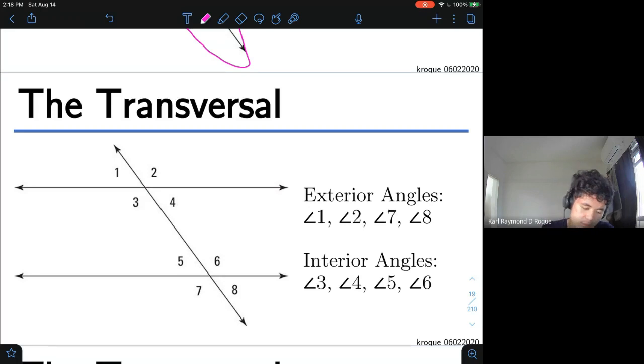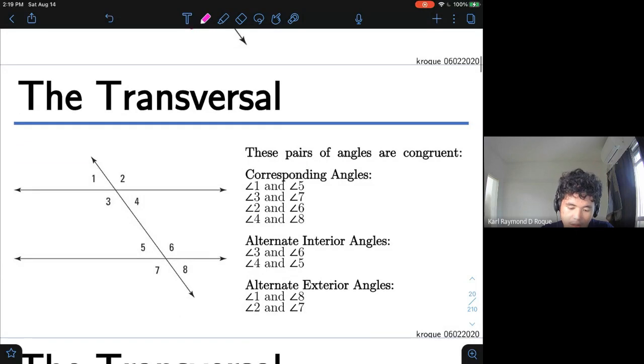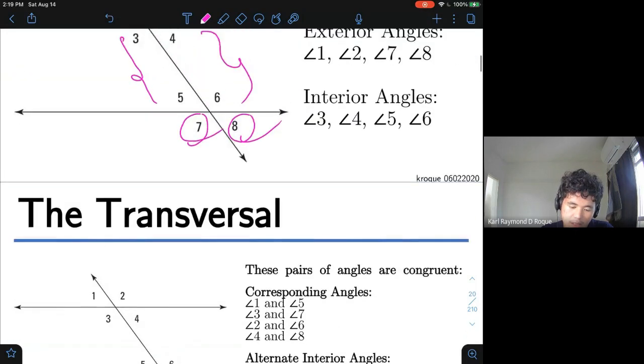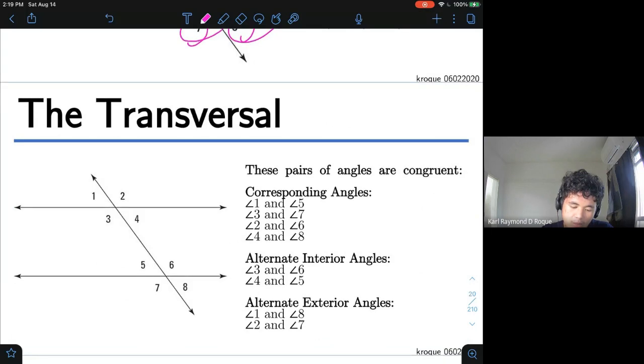Exterior angles, 1, 2, 7, 8. Interior angles, yun nasa loob. 3, 4, 5, 6. What else? Okay. What are congruent angles? Congruent meaning they have the same measure. Ito, yung mga nasa labas.